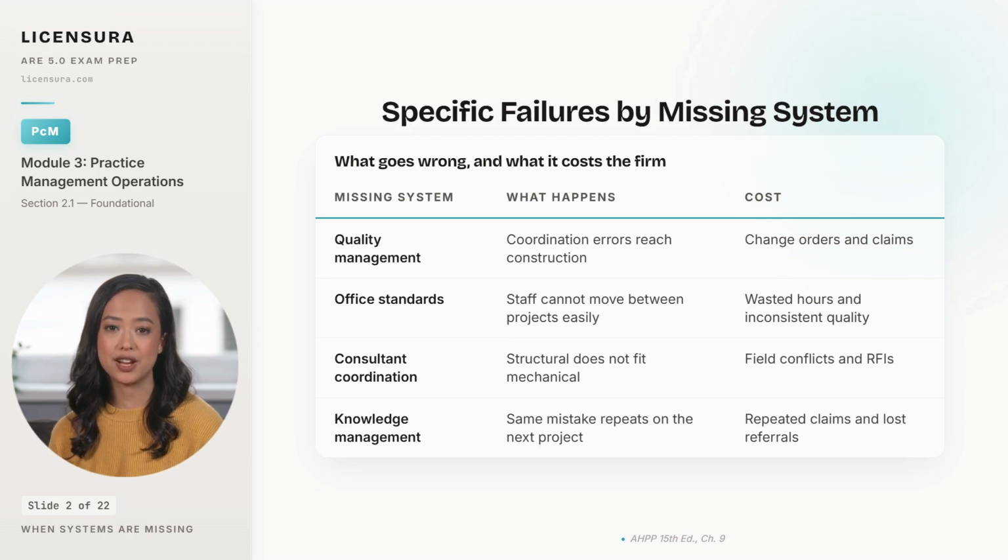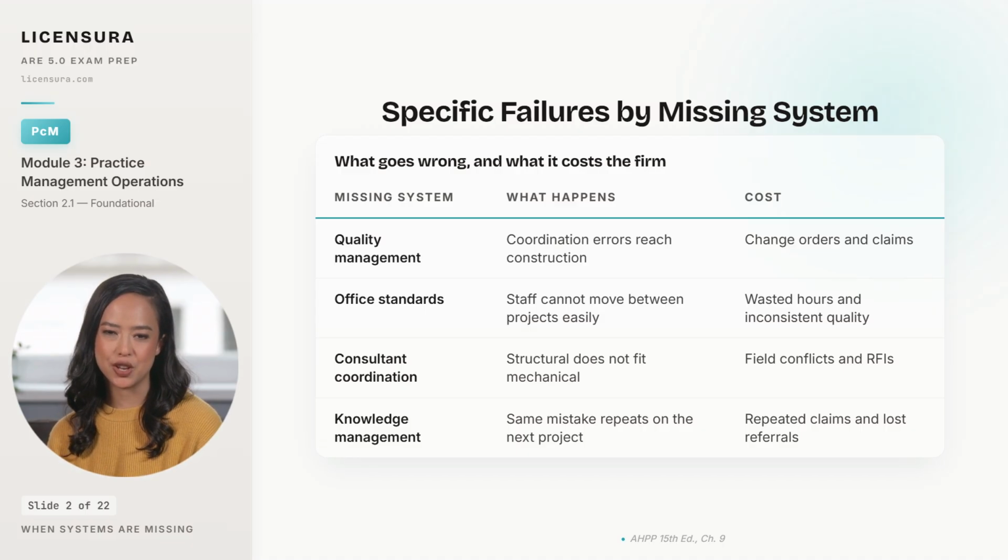Here are the specific failures that surface when each underlying system is missing. Without quality management, coordination errors reach construction, which means change orders, RFIs, and ultimately claims when the contractor argues that the documents were defective. Without office standards, every project uses different layer names, different specification language, and different details, so staff cannot move between teams without effectively retraining. Every hour spent relearning conventions is an hour the client paid for and got nothing in return.